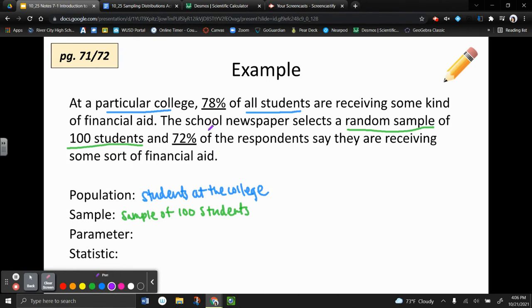Now we need to identify what is a parameter and what is a statistic. Since these are percentages, we know we're going to be using p and p hat. We use p for the parameter and p hat for the statistic. For the parameter, we need to figure out which number is describing the population. This says 78% of all students, which means that 78% is a parameter. So that's going to be p equals 0.78. For p hat, this says 72% of the respondents, meaning the respondents of this 100 students. In that case, that's describing the sample, so that's going to be p hat, which is 0.72.